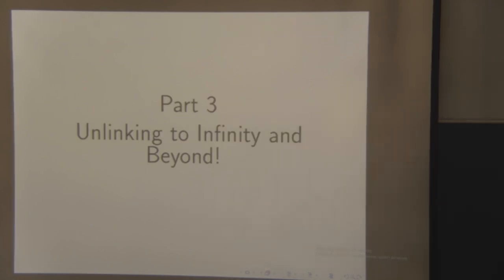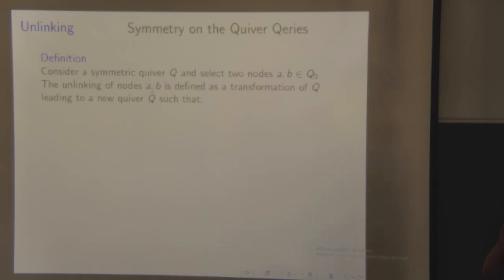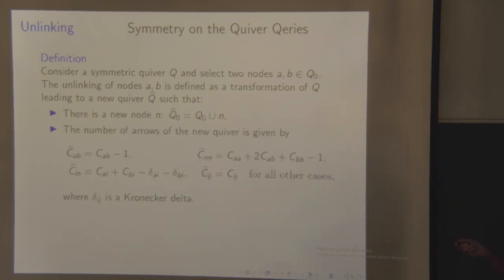So, moving on: linking to infinity and beyond. Unlinking was already presented by Pietro, which I appreciate, so you're already familiar with this. Where do all the equivalent quivers of a given knot come from? That's a very fair question. We realized that there is another operation defined on symmetric quiver generating series, and that is called unlinking.